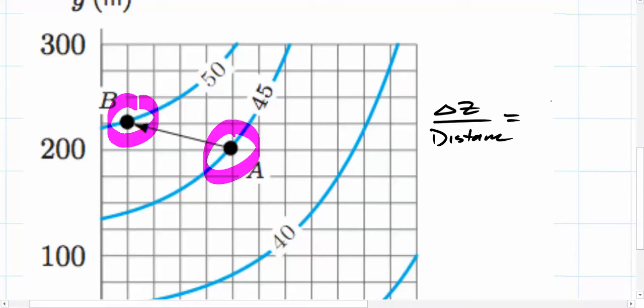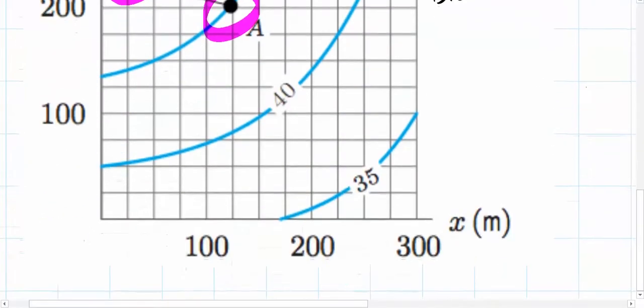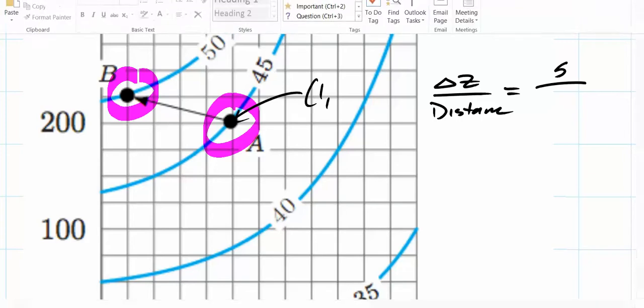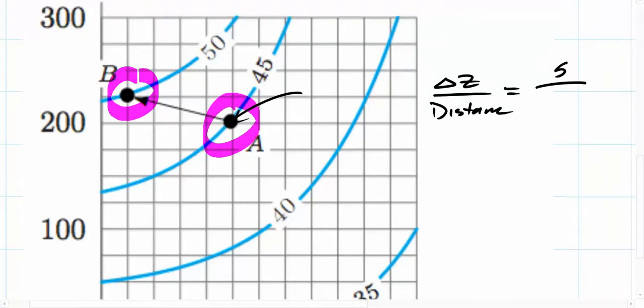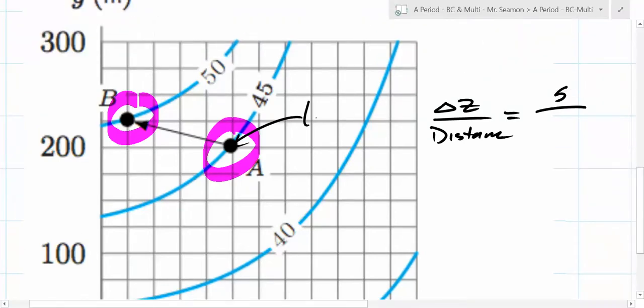So we've gone up how much? 5. It's not a trick question. But then you'd also need the distance, right? So you need to know what that point is. That point looks like 125 comma 200. And that point right here is 25 comma 225.